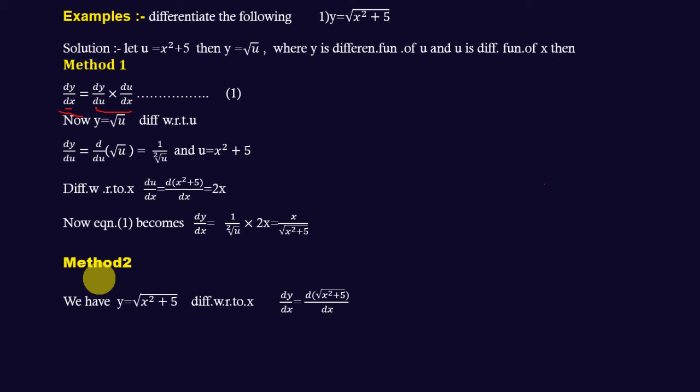Then, method second: the same example we solve by using the second method, means here we directly differentiate y with respect to x. The next example is y is equal to sine of log x. Here also y is a composite function of x, means we differentiate y with respect to x. For the left hand side we have dy by dx, and for the right hand side we have the derivative of sine of log x. First we find the derivative of sine.